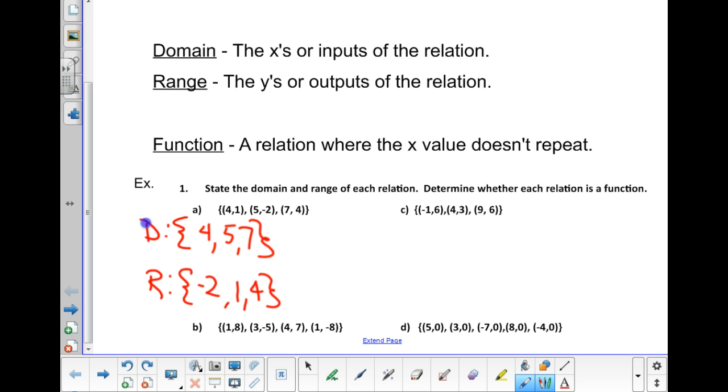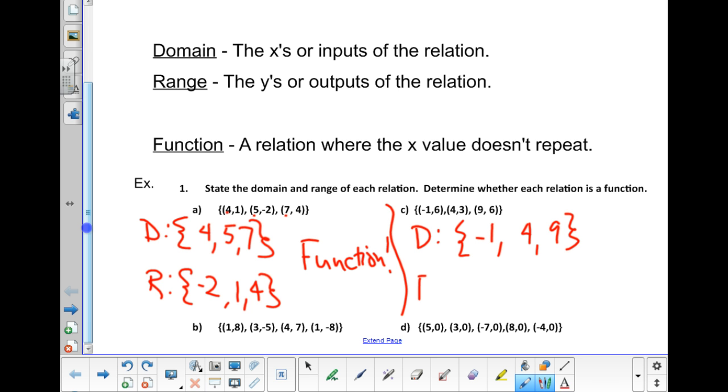Now, since 4, 5, and 7, none of those repeat, this is a function. In the next example, example C, my domain is -1, 4, and then 9. My range would be, the smallest y value is 3, and then I got a 6. Oh, and I got another 6, but since that 6 is already listed out, I don't list it out twice. You don't need to repeat numbers.